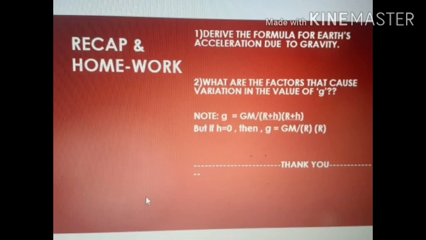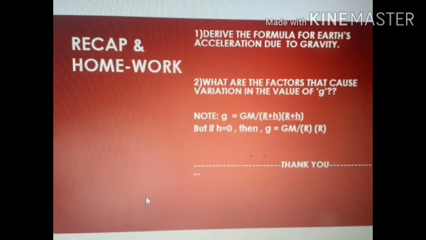Now, since the shape of the earth is oval or oblong, that is flattened at the poles and bulged at the equator, therefore the distance of the pole from the center is less than the distance of the equator from the center. So the polar radius is less and equatorial radius is more. Now the radius factor is in the denominator. Less the value of r, more will be the value of g, and more the value of r, less will be the value of g, and therefore the value of g is more at the poles because the polar radius is less, and the value of g will be less at the equator because the equatorial radius is more.